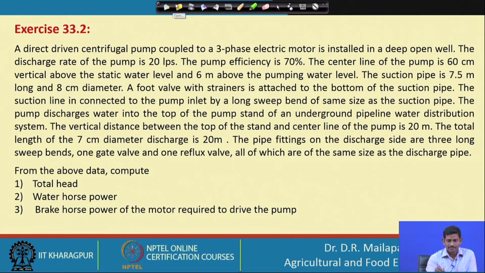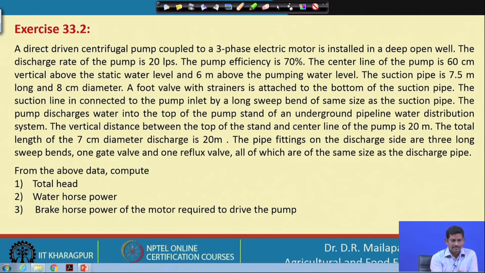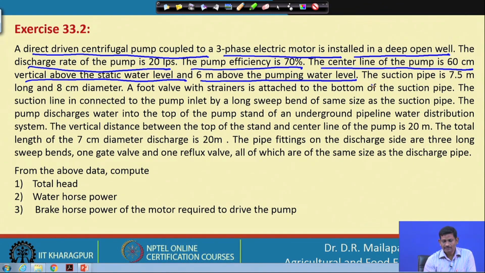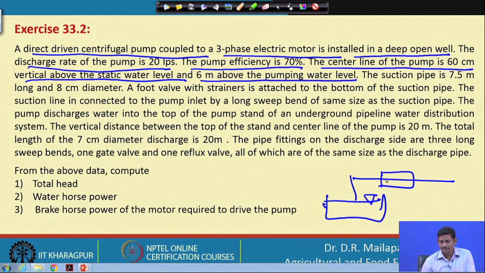And this is a big example, of course. A direct driven centrifugal pump coupled with a 3-phase electrical motor is installed in a deep well. The discharge rate of the pump is 20 LPS. The pump efficiency is 70%. The center line of the pump is 60 centimeter vertically above the static water level and 6 meter above the pumping water level. Okay. So, that means this is the first case, this is the pump, and you have the water source just below the pump center line.